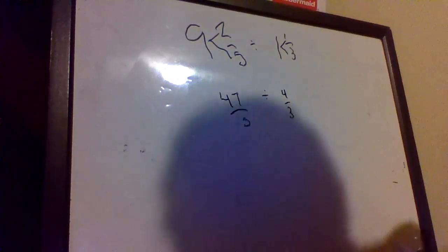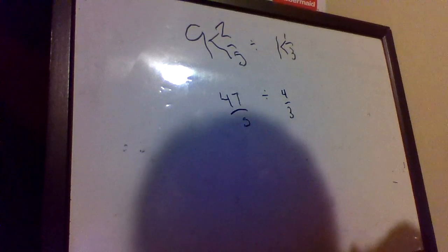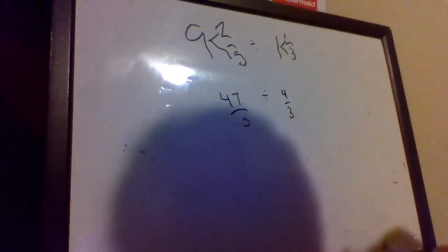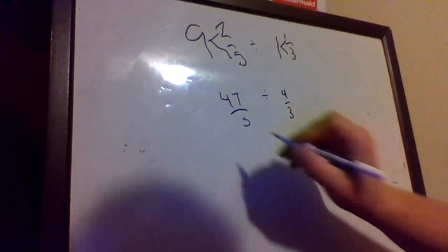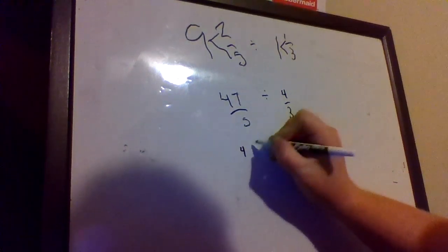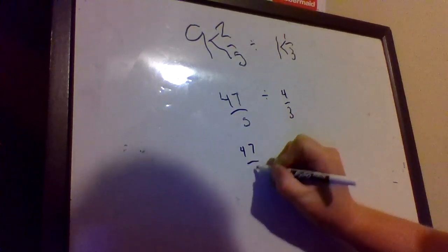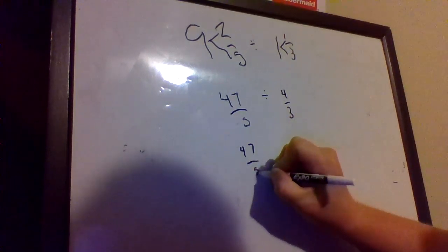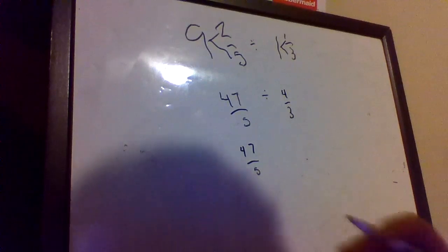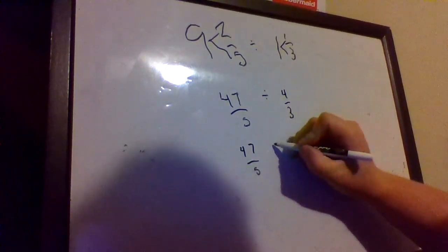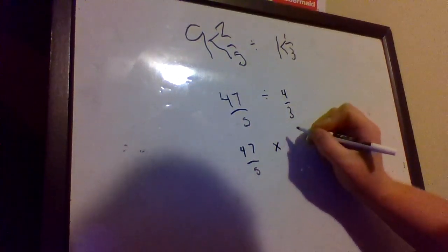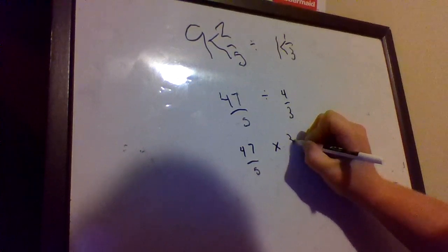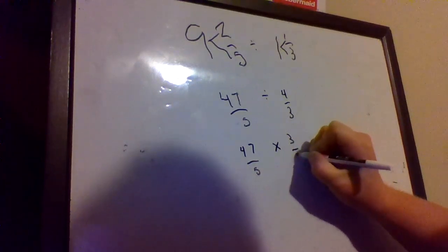But we're not done. We need to change, flip, because that's the action, and everybody's going to know how we're dividing fractions. So we keep 47 over 5. We change the division sign to the opposite of division, which is multiplication. And then we flip 4 over 3 to become 3 over 4.